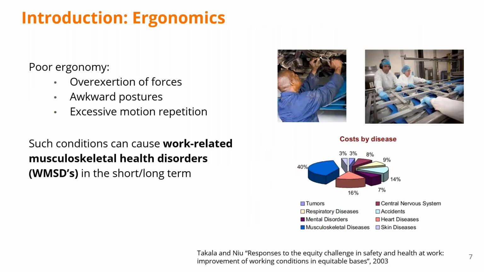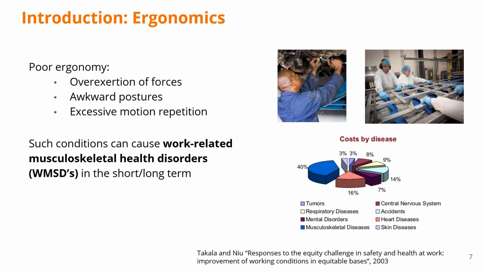As a matter of fact, poor ergonomic conditions are a major issue in industry. For instance, overexertion of forces, awkward body postures, and excessive motion repetition are all known causes of work-related musculoskeletal disorders, WMSDs, both in the short and in the long term. And those represent a large cost not only to the workers, but also to companies in general.